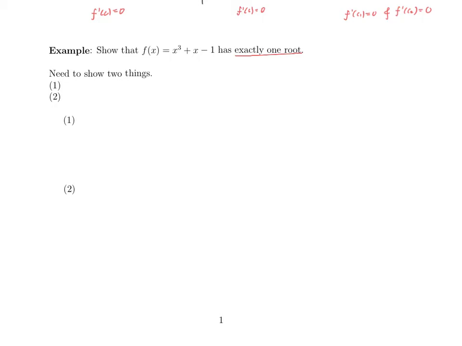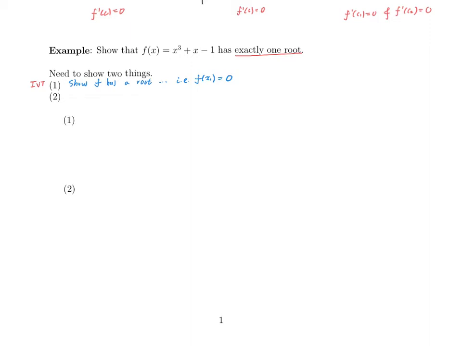So part 1 is going to be to show f has a root. And just the reminder, what we mean to say that it has a root is that there is some value, call it x1, when we substitute it into the function, we get out 0. And this is going to be a familiar type of part of the problem. We can explain why this is true using the intermediate value theorem.